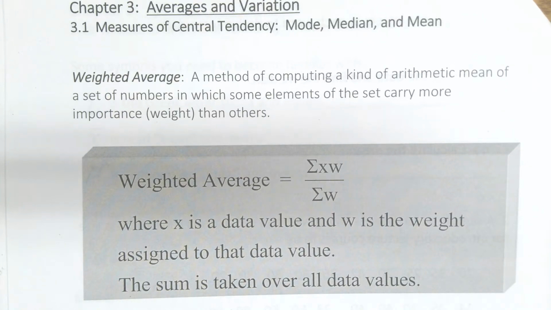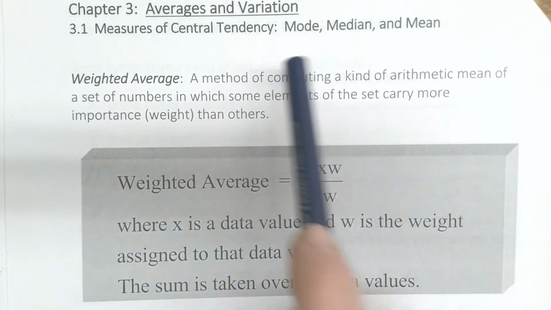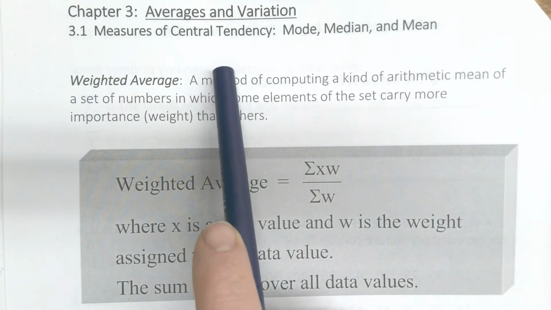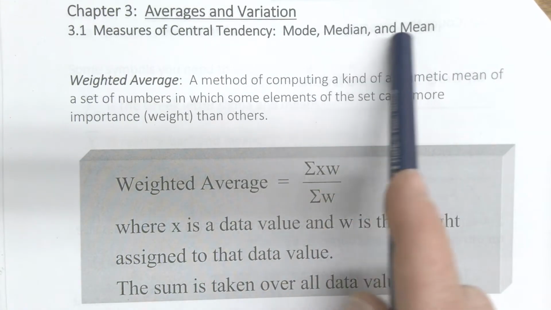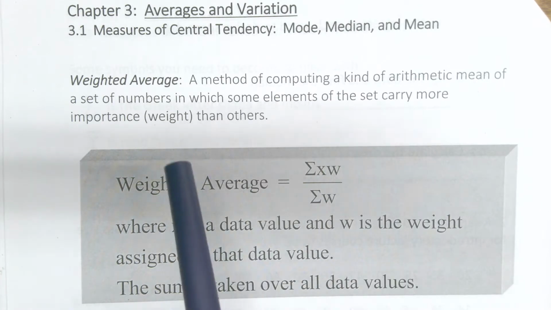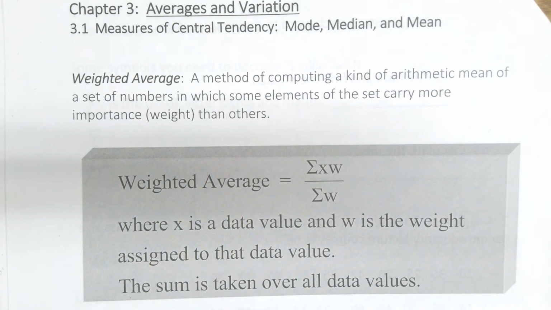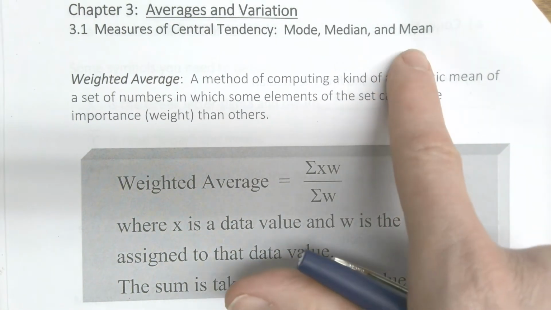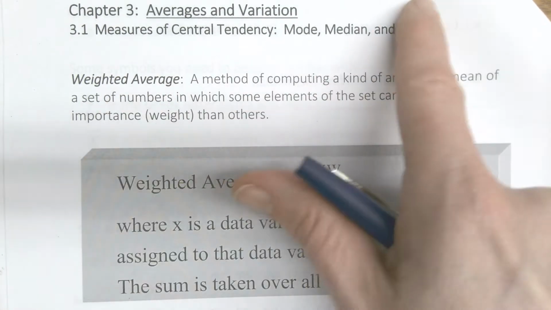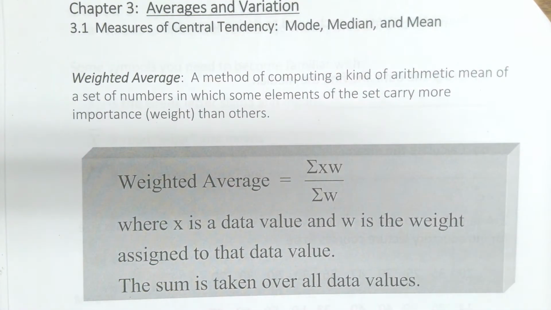Weighted averages would be the next section that we get into. I know before you were out, we did the mode, the median, and the mean. That was 3.1a. And so we're going to look at a particular type of mean, which is a weighted average. The mean is another word for average, and a weighted average means that certain things count as more than another thing.